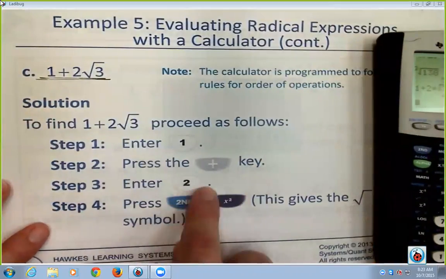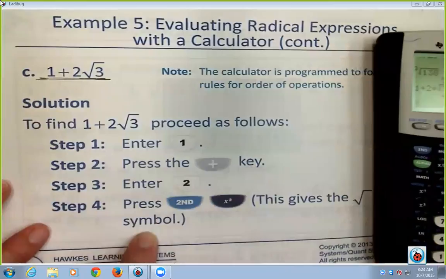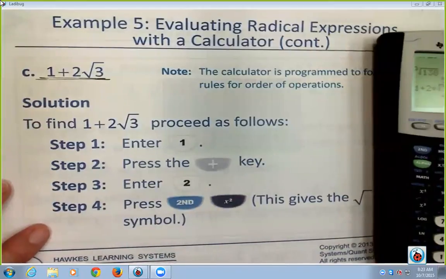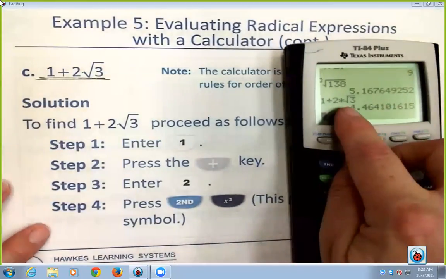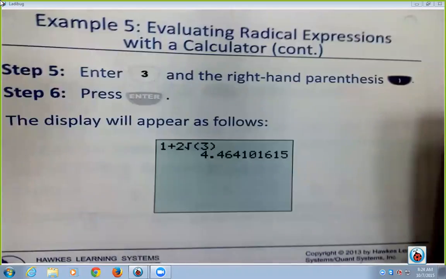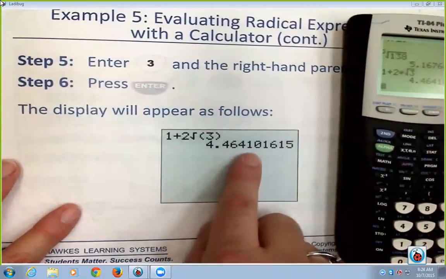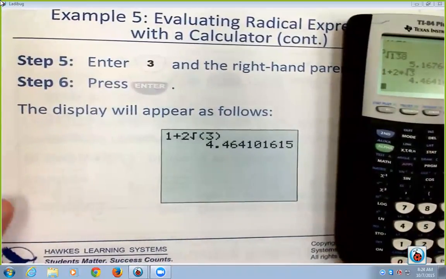And so that basically follows along with those steps in here. Enter 1, plus, key 2, press second. They didn't put their multiplication in here, and some calculators just handle that and other ones don't. So to be safe, I put my multiplication in there so that I knew that I was getting it multiplied. Then it goes through, hit enter, and you end up getting the answer that we have here. And so it worked out correctly.